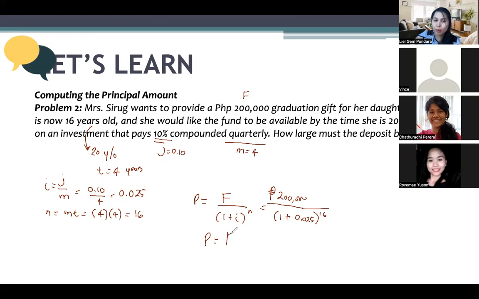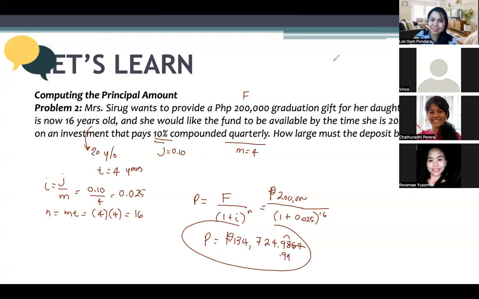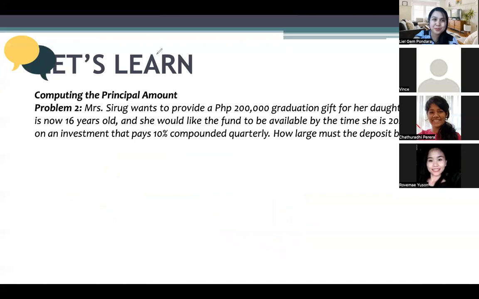$134,000. 134,000. What's next? 724.9867. But remember, we only have money, so 2 decimal places. Let's have 0.99. Well, thank you so much. That is the answer. Any questions? No questions. Let's go to the next one. Ready?